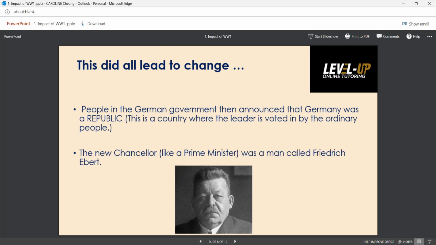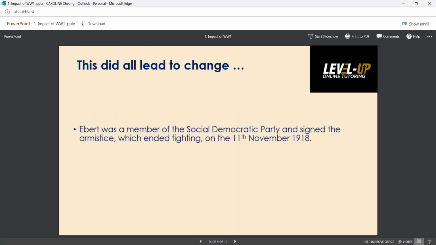So the new chancellor who comes in, a bit like a prime minister, was a man called Frederick Ebert. And there he is. So Ebert's a member of quite a moderate party, the Social Democrat Party, and he signs the armistice, the ceasefire. So he signs the agreement which ends the fighting of World War One on the 11th of November 1918. So that is why on the 11th of November every year we have the 2 minute silence because it marks the end of the fighting of World War One. So for Germany, it was signed by Ebert.